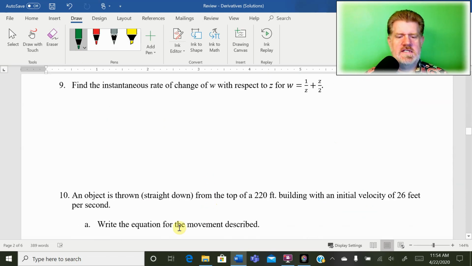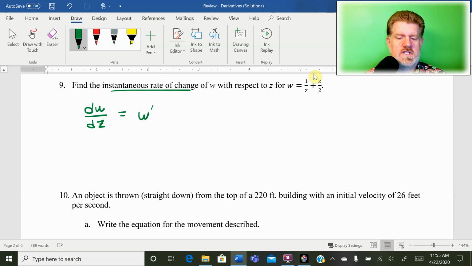All right. Instantaneous rate of change. Well, what does that mean? Derivative. That just means find the derivative. All right. So find the rate of change of w with respect to z. So basically we're looking for this. z is our only other variable, so you can think of it as w prime.